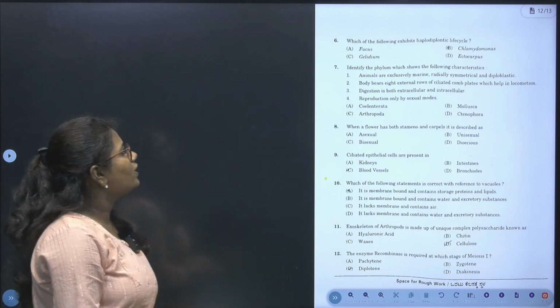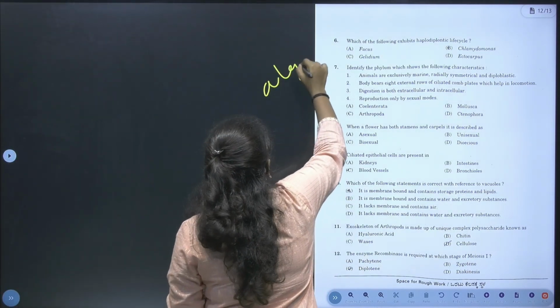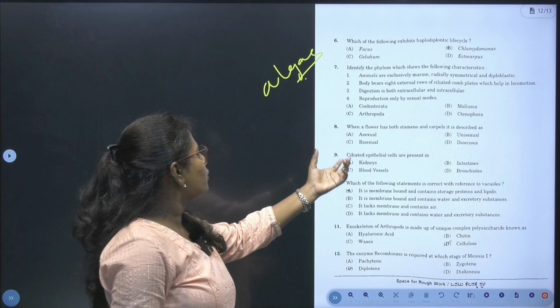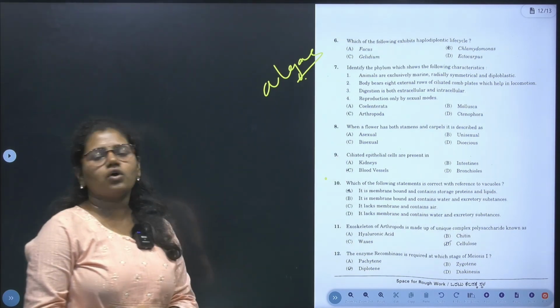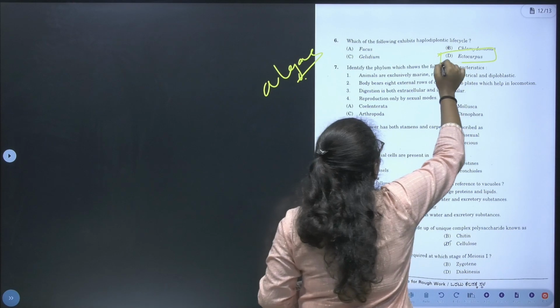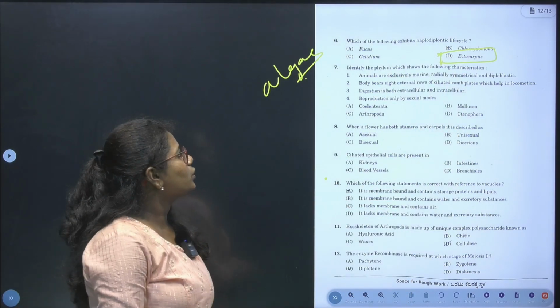Which of the following exhibits haplodiplontic life cycle? So all the given options are algae. Fucus is an algae which is diplontic. Chlamydomonas and Gelidium are haplontic, and Ectocarpus is an algae which has haplodiplontic life cycle. So the correct option here is D, that is Ectocarpus.